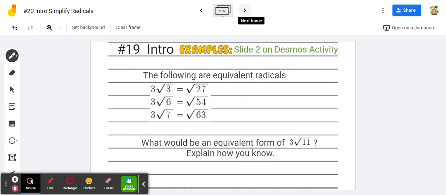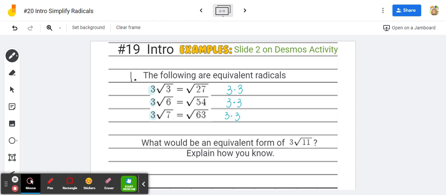So what I want you guys to do is write this down in your notebooks. Make sure you title this number 19, the intro. And these are your examples, okay? So you want to make sure you write down these 4 examples for me. This first example is the following are equivalent radicals, and I want you to write down those 3 specifically because I'm hoping that you're noticing a little bit of a pattern emerging there.